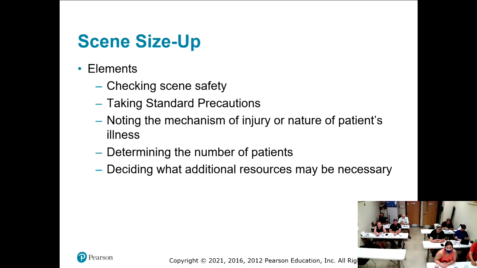So you also need to look at, do you have enough resources? It's just you and your partner on the truck. Is it enough to take care of the people there? Or do you need additional resources? Do you need police? Do you need fire? These are all part of the scene size up. These are going on from the time you approach the scene to your initial, probably first minute or two on scene.